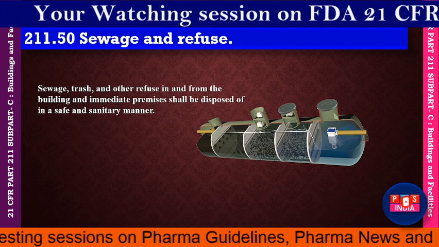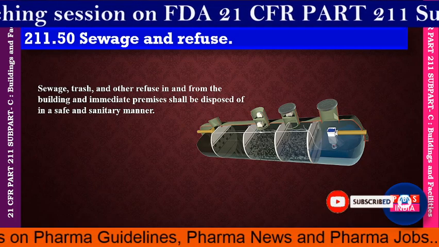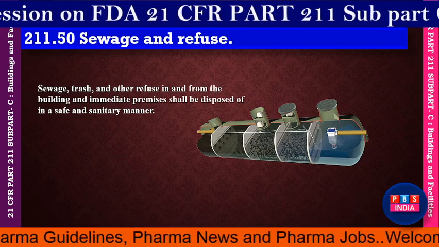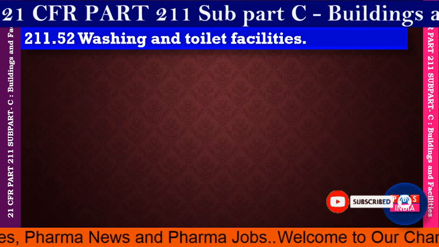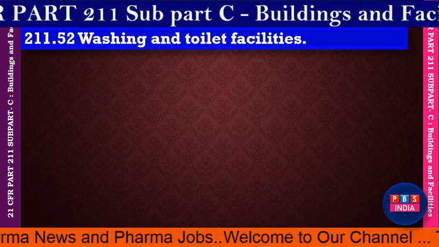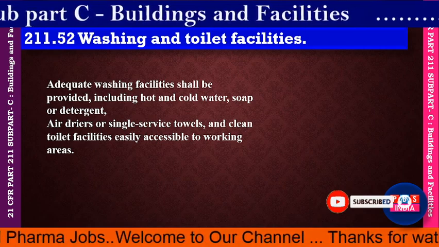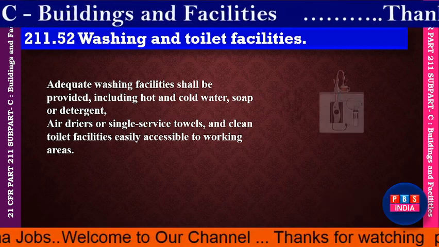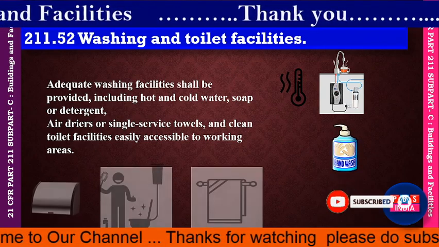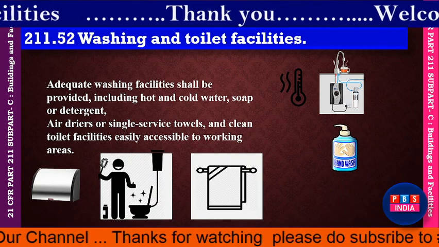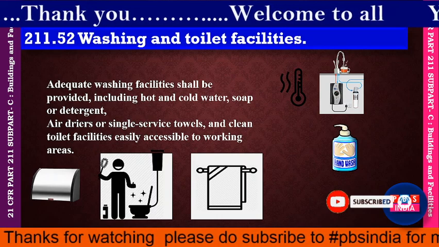21 CFR 211.50, Sewage and refuse. So sewage, trash, and other refuse in and from the building and immediate premises shall be disposed of in a safe and sanitary manner. 21 CFR 211.52, Washing and toilet facilities. Adequate washing facilities shall be provided, including hot and cold water, soap or detergent, air dryers or single service towels, and clean toilet facilities easily accessible to working areas.